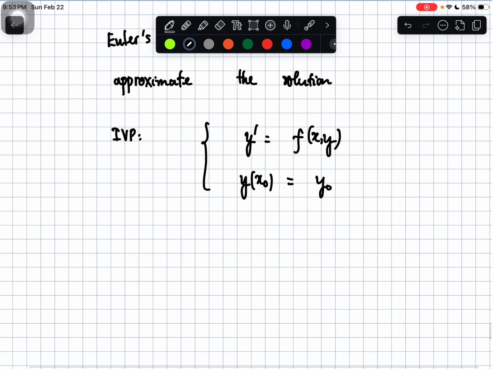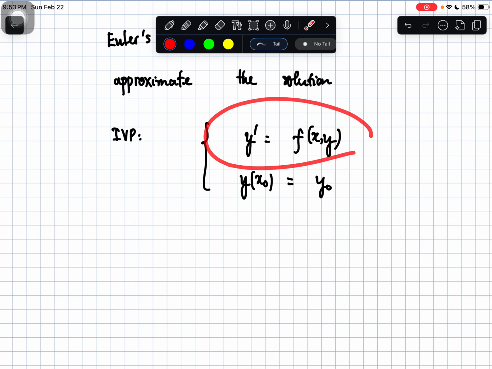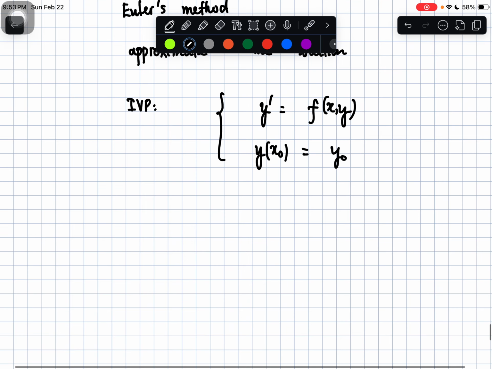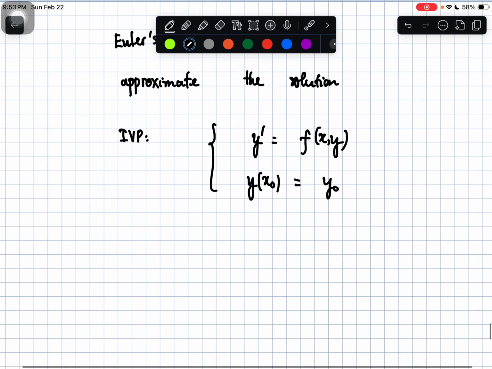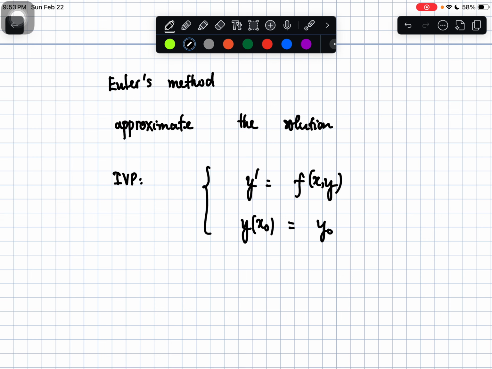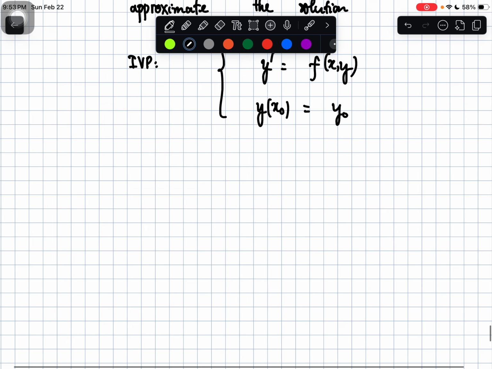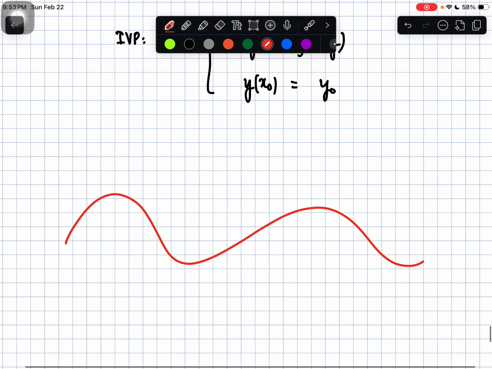So in general, we do not know how to solve this one, and we try to approximate it as best as we can. So in this case, we use Euler's methods. Assume that the actual solution curve looks like this. So this is the solution curve.